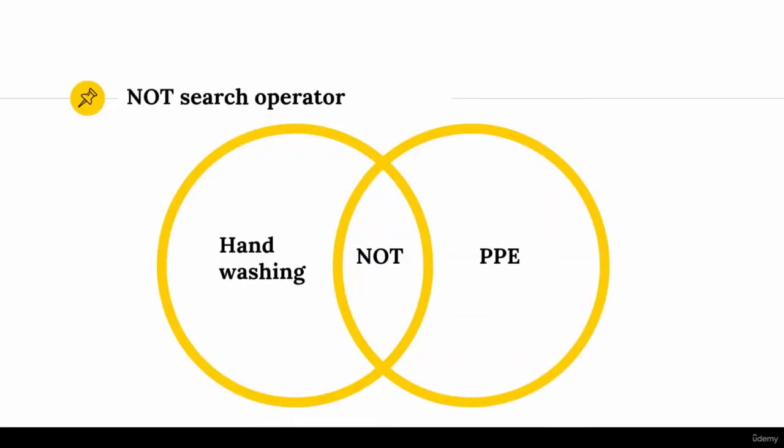The final operator that you have available is to use the NOT search operator. Now NOT is used to exclude a word or a phrase from your search results, although it is wise to use this term sparingly since you may end up eliminating irrelevant results without meaning to do so. So in the example, if we were searching for information and research on hand washing, but we were not interested in PPE, we could say not PPE, and then any papers that include that term should be omitted from your set of results. So let's have a look at how that works in practice.